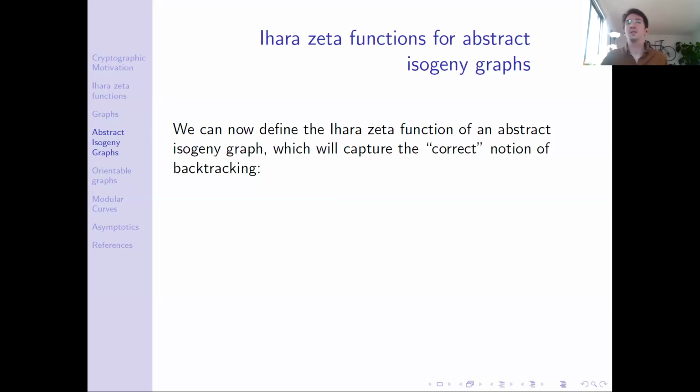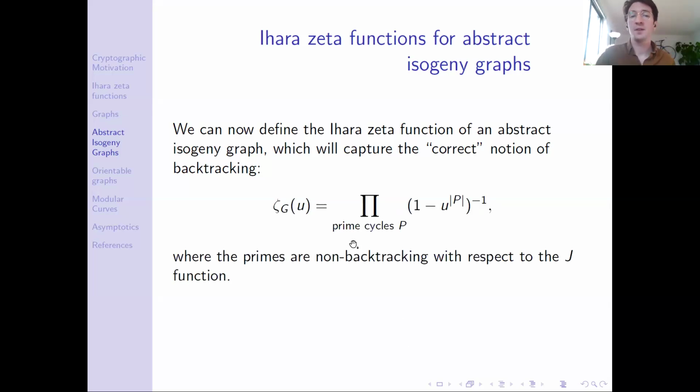So to do that, we need to give a definition of the Ihara zeta function for an abstract isogeny graph. And our definition will look exactly like the original definition, just that now, because we're working with the graph as an abstract isogeny graph, we'll capture what we think of in the isogeny community as the correct notion of backtracking. So we give exactly the same definition, but now primes are considered non-backtracking with respect to this function J, which can be a little more exotic than it was for the original definition for just undirected graphs.